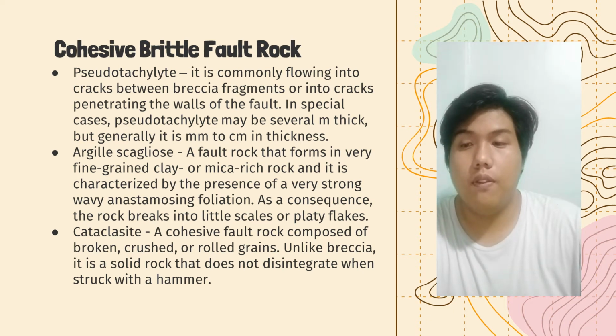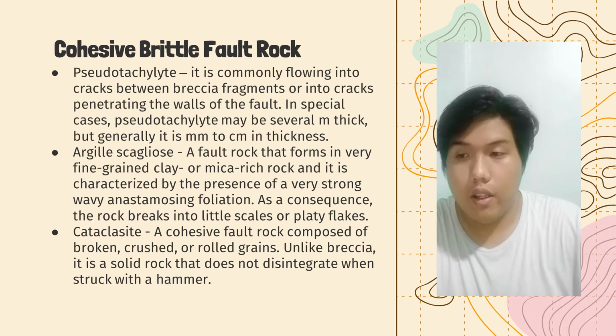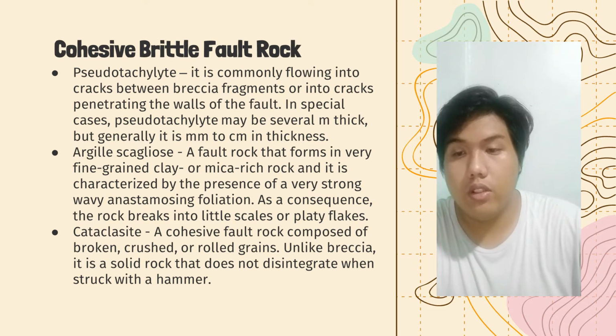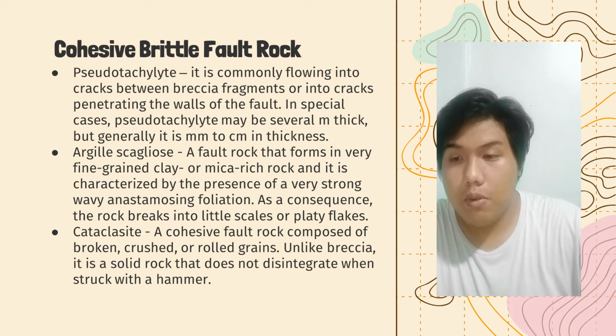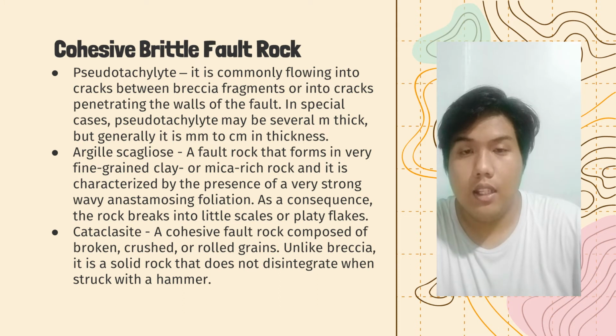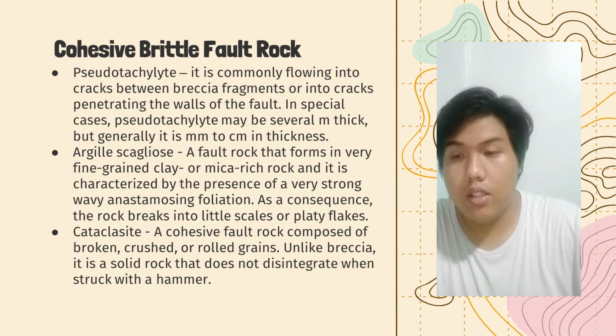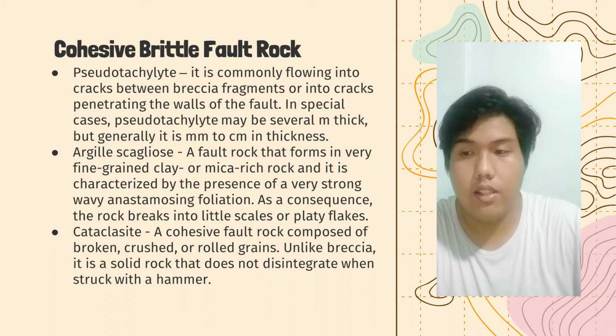Scaly fabric is a fault rock that forms in very fine-grained clay or mica-rich rock, and it is characterized by the presence of a very strong wavy, anastomosing foliation. As a consequence, the rock breaks into little scaly or flaky pieces.